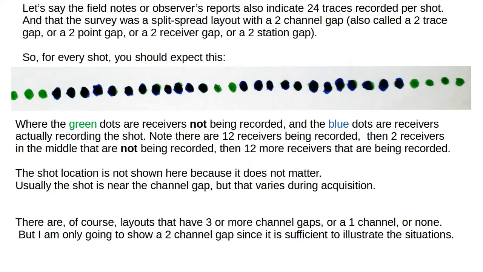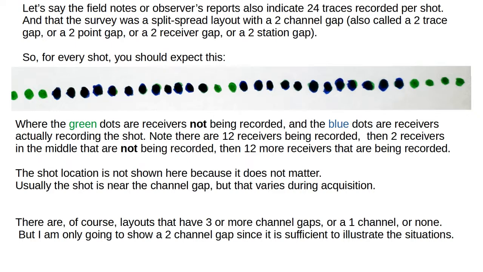Before creating the third spreadsheet table, we are going to define an example. If the observer's reports and field information says they are recording 24 traces in a split spread layout with a 2-point gap, then the situation is like this. For a normal shot, we are recording 12 receivers, then there are 2 receivers that are not recording, then another 12 receivers that are recording.